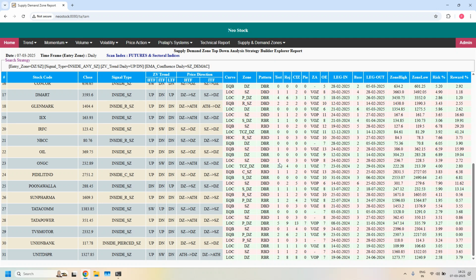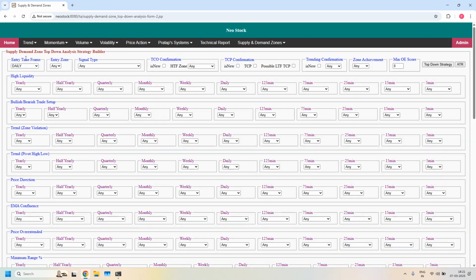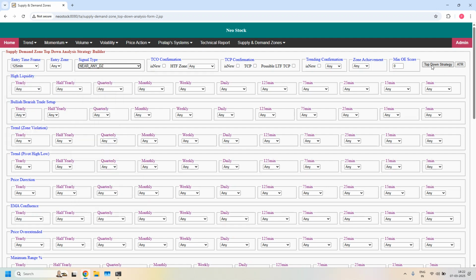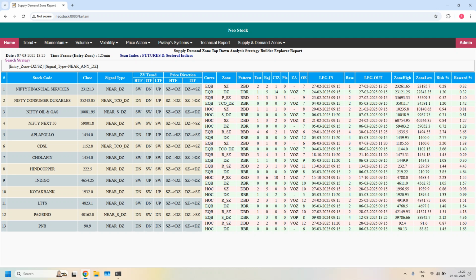The next time frame is 125 minutes. Stocks near 125 minutes demand zone. We got 13 stocks.